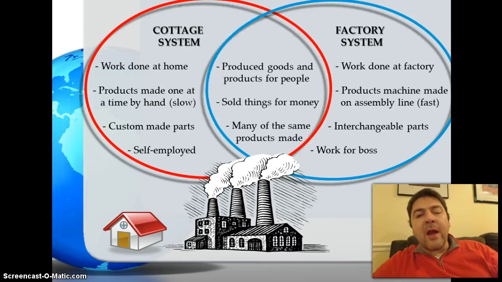In terms of similarities, both of these systems serve the purpose of producing the goods and products that people needed. Both of these systems relied on money to buy and sell these products. And in both systems, the cottage system and the factory system, even though the process for making the products was different, a lot of the same products are being made by both systems.